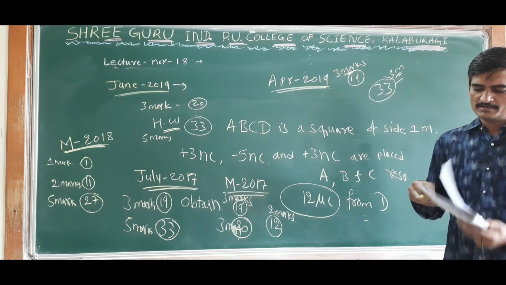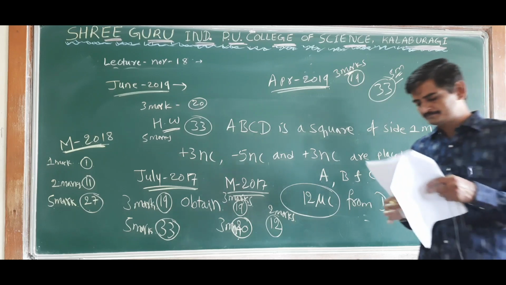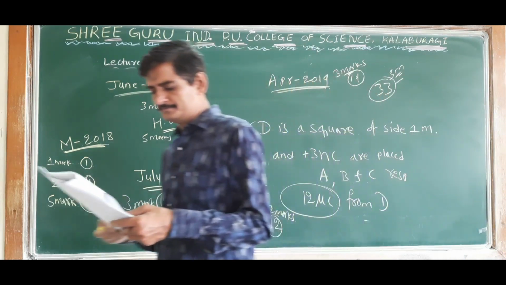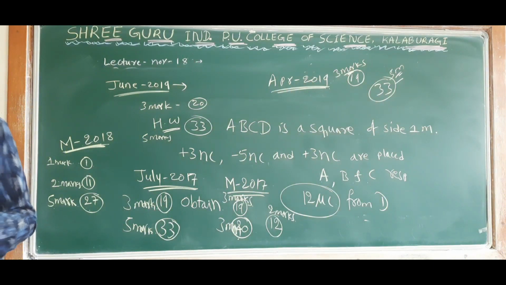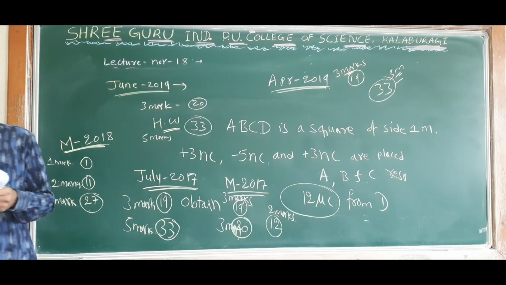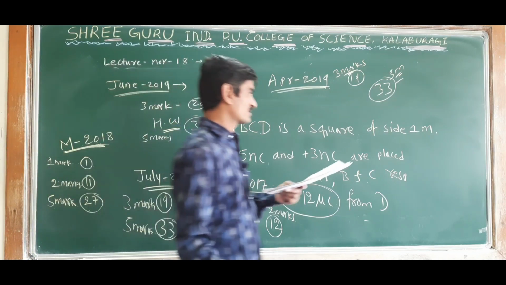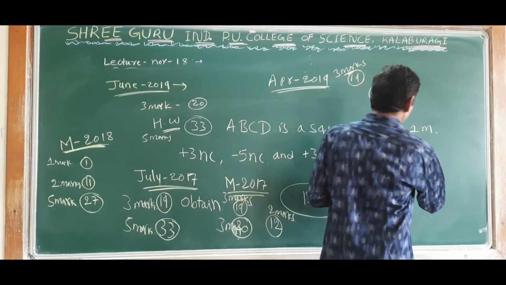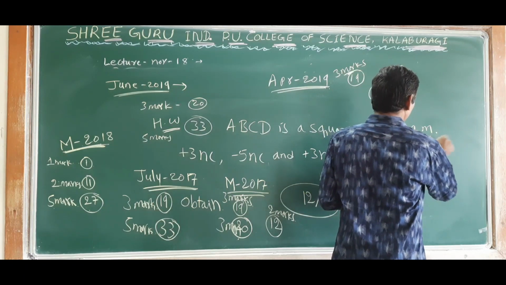Question number 19. And next, question number 33, a numerical. Write this as homework.